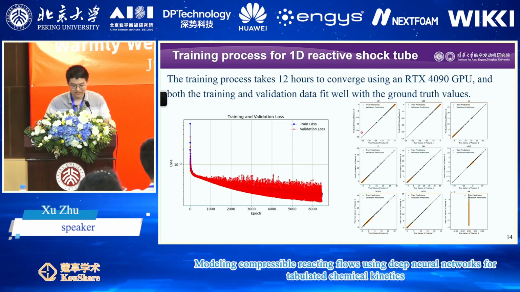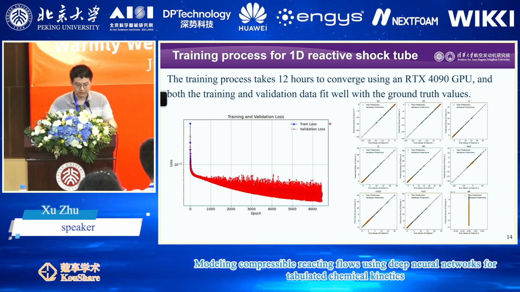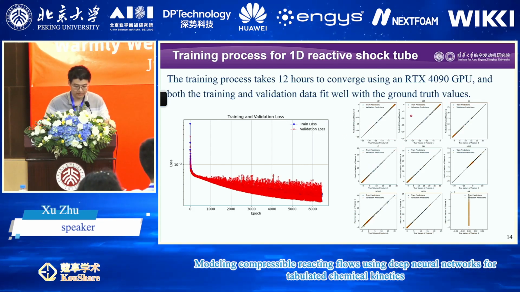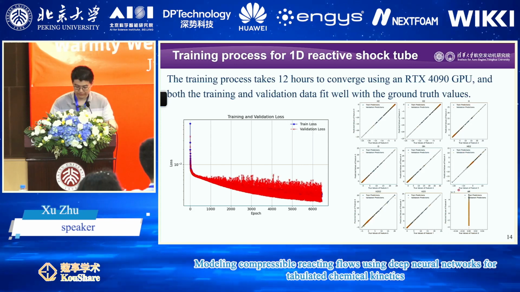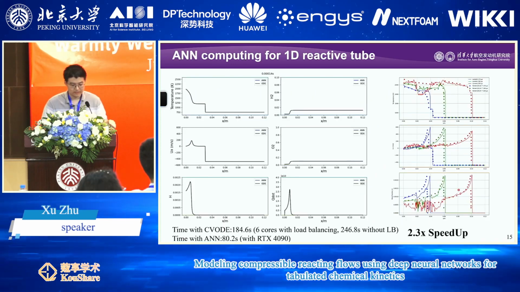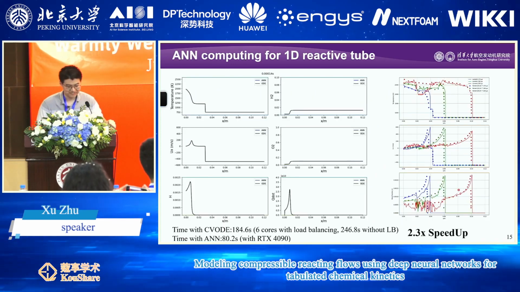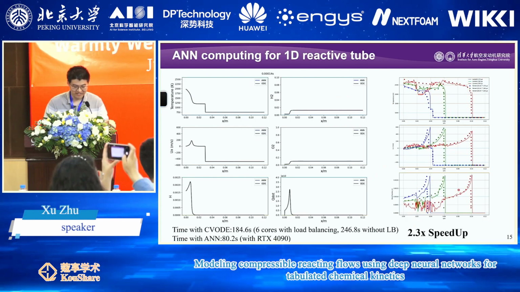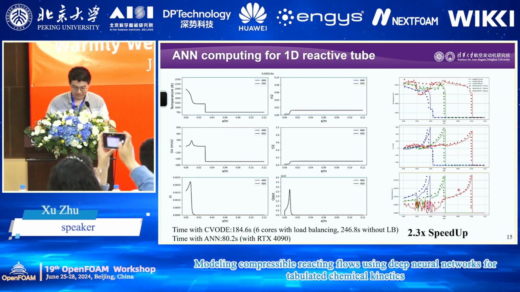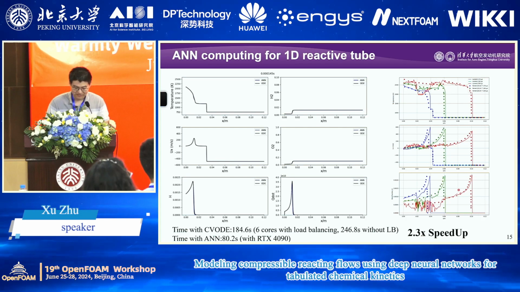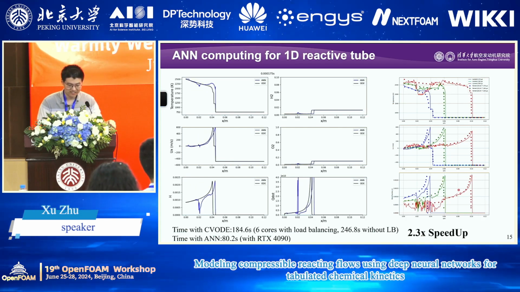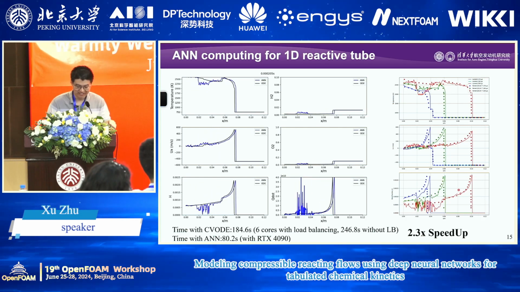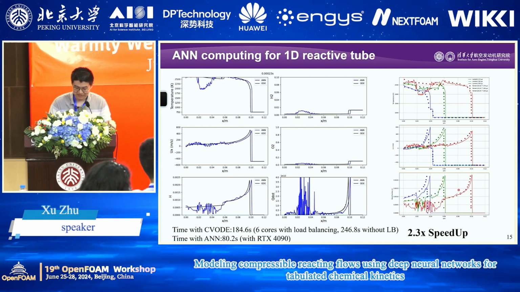We can also see that both the training and validation data fit well with the ground truth values, as shown in the right figure. Here is the result for the ANN computing for the 1D reactive shock tube. Here's the animation. Here's the ODE result and the ANN result.